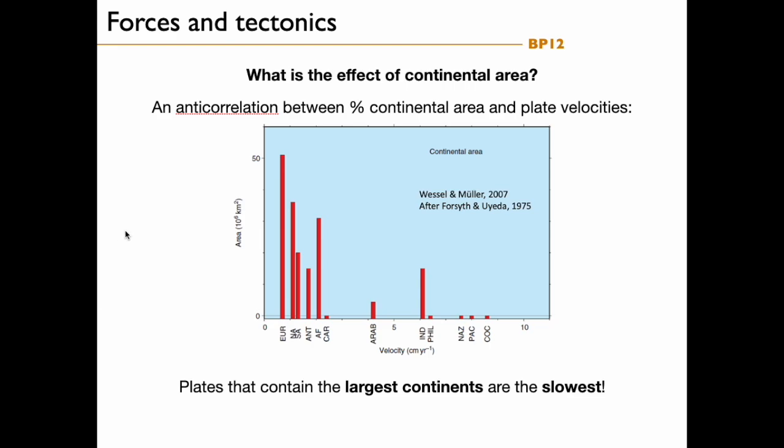One interesting parameter is the effect of the continental area. So here we observe the percentage of continental area on the plate. Some plates have no continental area, such as these ones. There seems to be an anti-correlation between continental area percentage and plate velocities. So this means that the plates that have the largest continents are also the slowest.